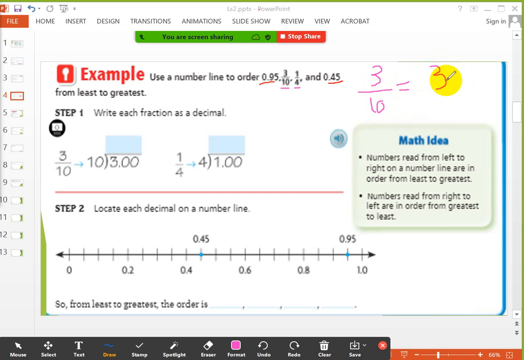Why? Because look, I have 10 in the denominator. That means I will move the point only one digit, right? So it will be 0.3, 3 tenths. This 3 will be in the tenths digit. Or you can divide 3 by 10. It's up to you. If you divide 3 by 10, the number will be 0.3. Okay?